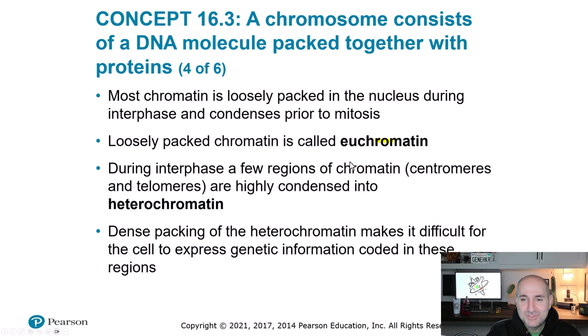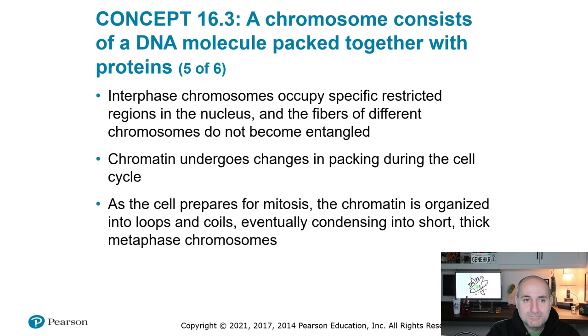And this is known as euchromatin. During interphase, though, a few regions of chromatin, centromeres and telomeres, are highly condensed into heterochromatin. Heterochromatin is more condensed chromatin. Dense packing of heterochromatin makes it difficult for the cell to express genetic information coded in these regions. The more densely compacted the DNA is, the harder it is to read and express those genes.